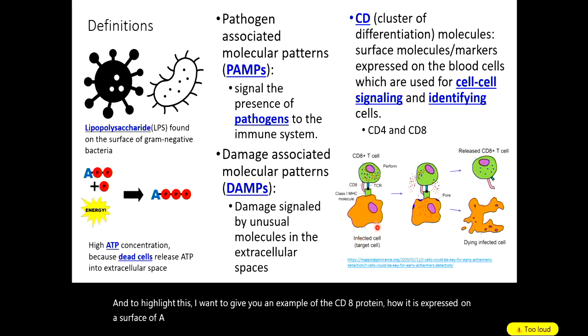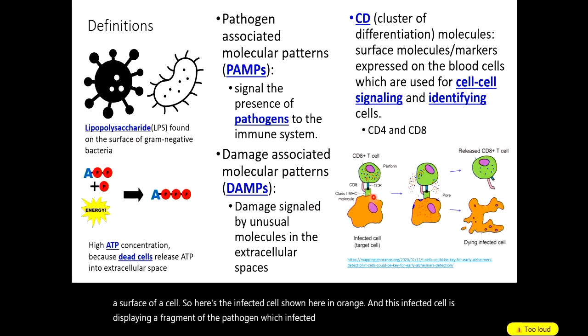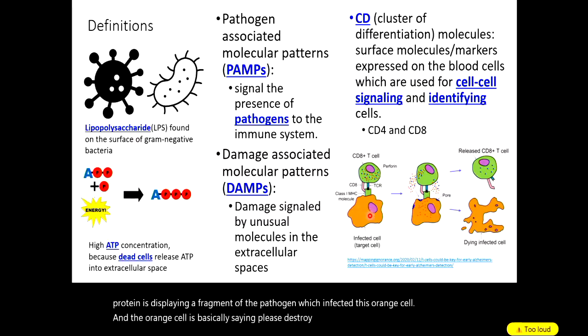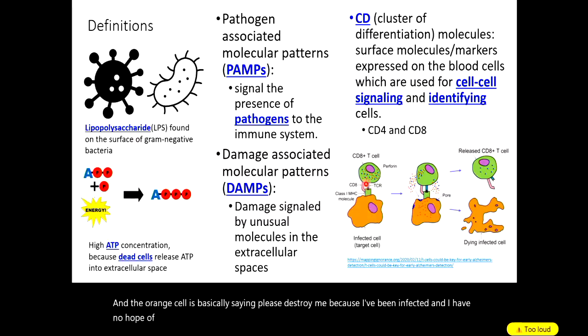So here's the infected cell shown here in orange, and this infected cell is displaying a fragment of the pathogen which infected it on this MHC1 protein. So MHC1 protein is displaying a fragment of the pathogen which infected this orange cell, and this orange cell is basically saying, please destroy me because I've been infected and I have no hope of recovery. And this CD8 cell is expressing the CD8 protein on its surface, shown here in pink.